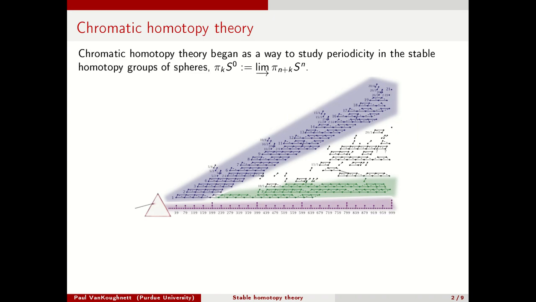My research is in the area called chromatic homotopy theory, which began as a way to study periodicity in the stable homotopy groups of spheres. So this is a picture of the stable homotopy groups of spheres at the prime 5. Each of these dots represents a Z mod 5.